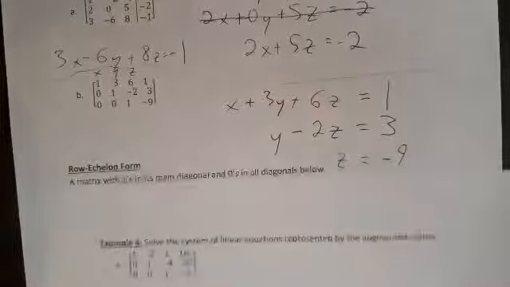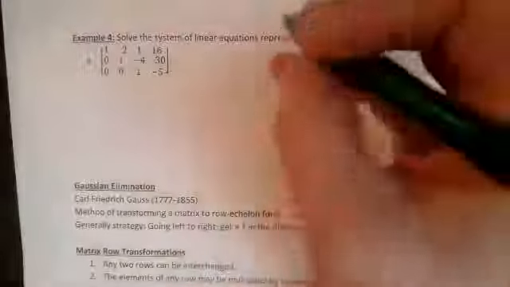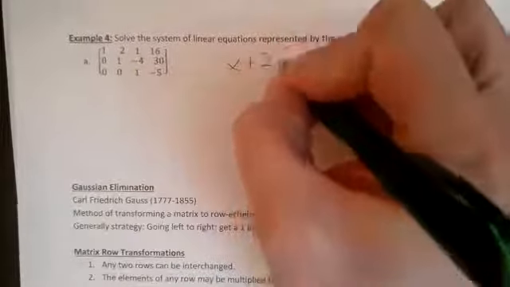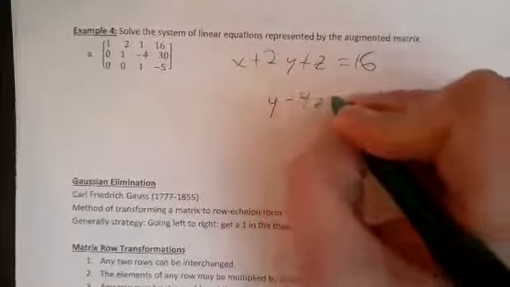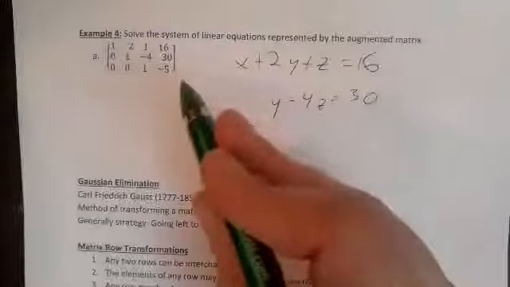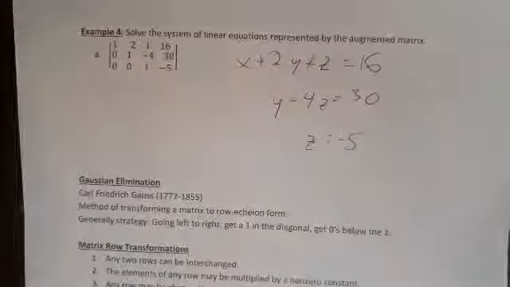So then we have this example. Solve the system of linear equations represented by the augmented matrix. And so now we need to write out our equations again. So this is x plus y plus z equals 16, that top line gives me. The second line gives me y minus 4z equal to 30. And this line tells me z is equal to minus 5.